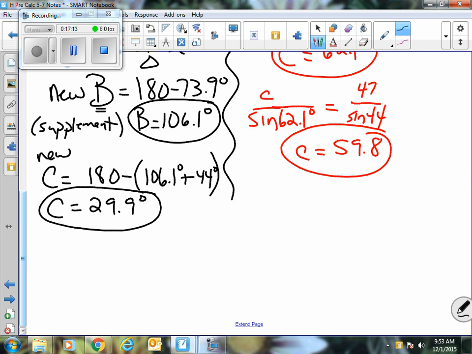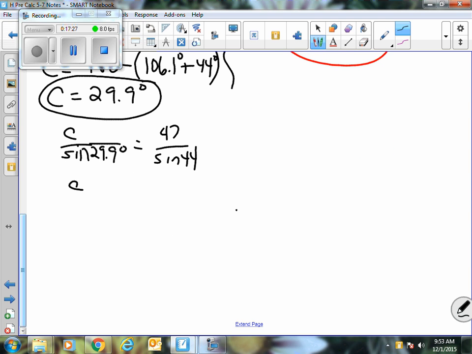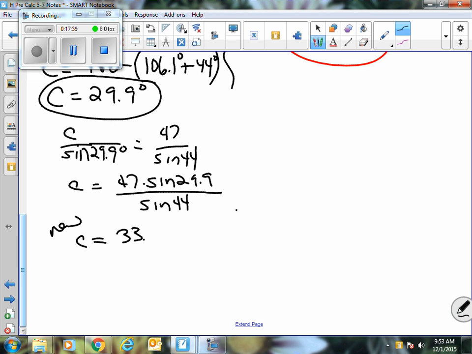And if angle C changes, guess what? Poor little c is going to change as well. So we now have to compare it to the 29.9. Still use your 47 over sine of 44. Still cross multiply, divide. So 47 times the sine of 29.9 divided by the sine of 44. So our new little c, it's going to be a little shorter this time because angle C was smaller.